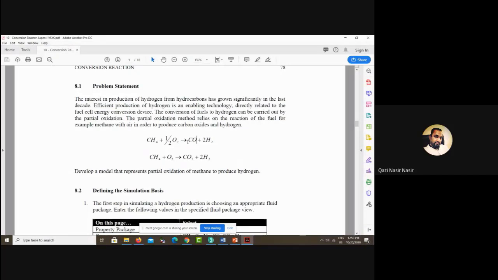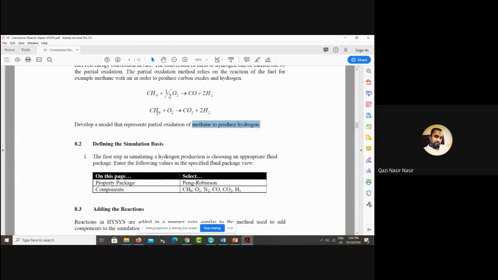But first, in this question, we want to see how much carbon dioxide, carbon monoxide, and hydrogen we are producing by partially oxidizing and then further oxidizing. So we need to develop a model that represents the partial oxidation of methane to produce hydrogen. This is our main task. In the next chapter, we talk about another process that happens in the next part of this exercise.